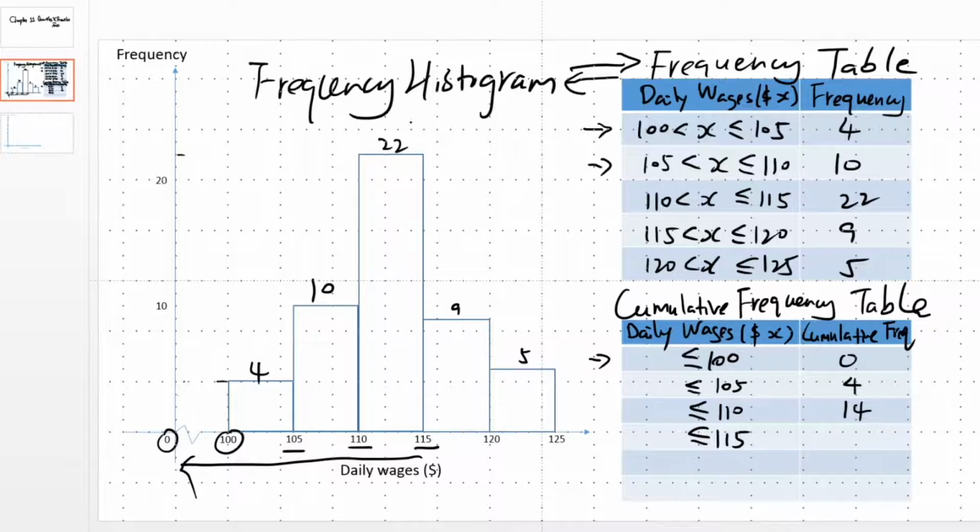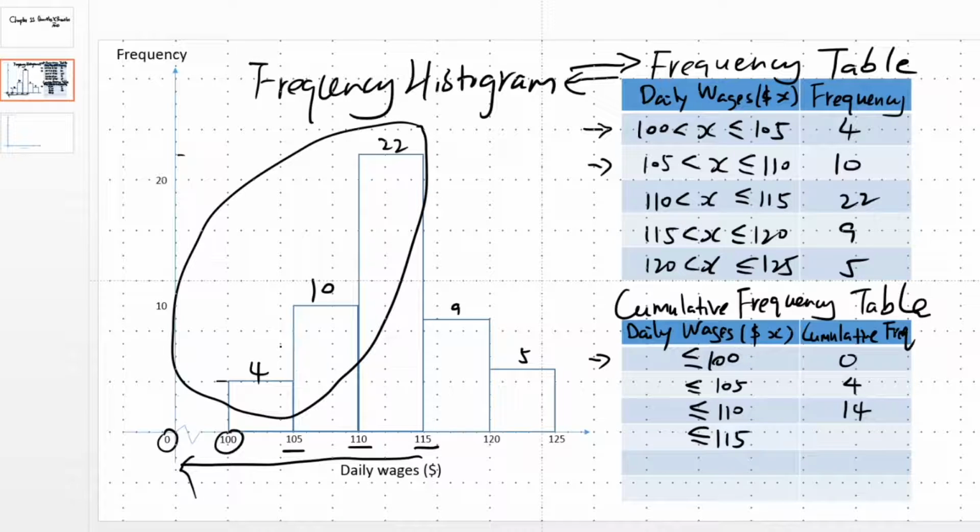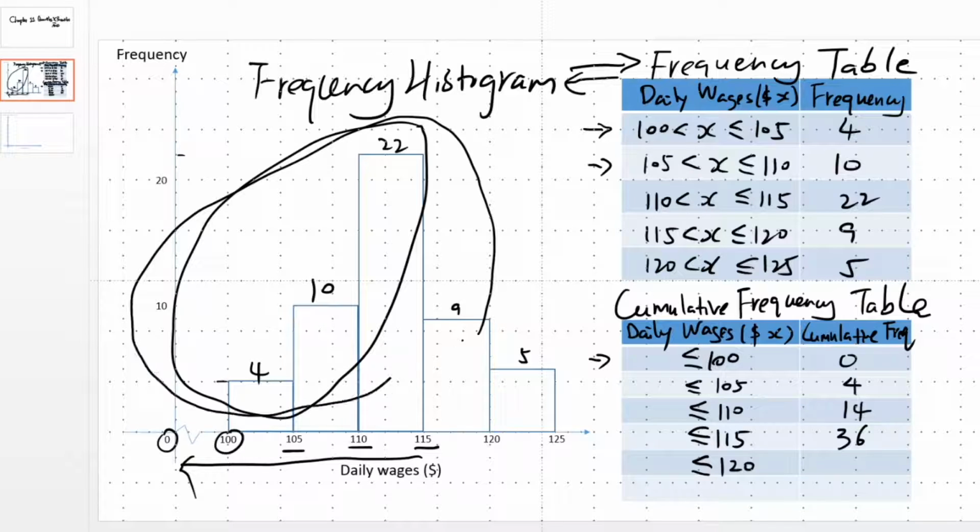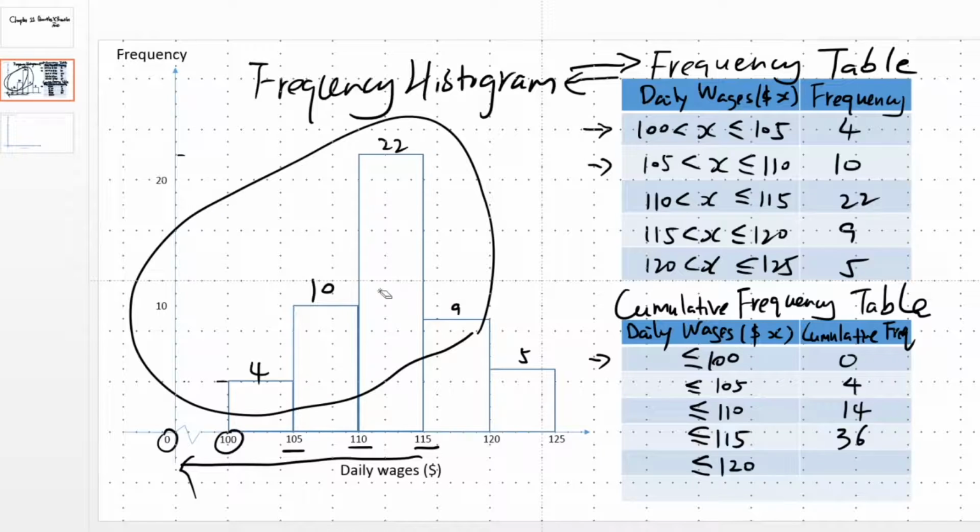So you should be looking at this. Okay, 14 plus 22, you should get 36. Okay, so similarly, anything less than or equal to 120, so you should be looking at this. All right, so let me get rid of this. So you should be looking at 9 plus 22 plus 10 plus 4. Okay, that will give you 45.